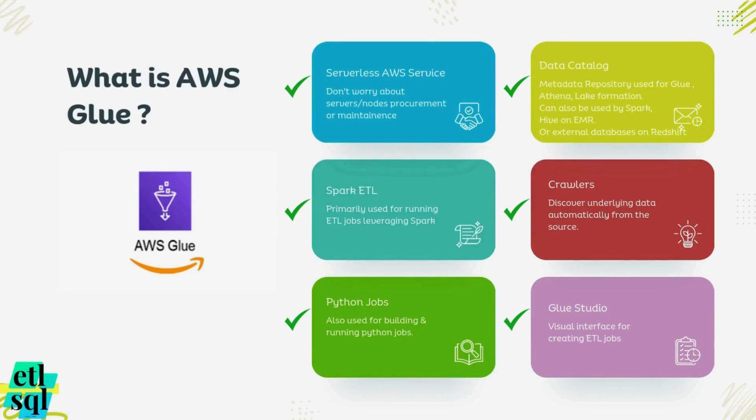But for now, this is AWS Glue for you, a serverless service primarily used to build your ETL pipelines. You can create Python jobs as well. You can leverage PySpark in it. It also provides a data catalog feature, which can be used by different AWS services as well. And then there is automated data discovery via crawlers. And if you are just starting out with AWS Glue, there's a Glue Studio to create visual interface ETL pipelines as well.